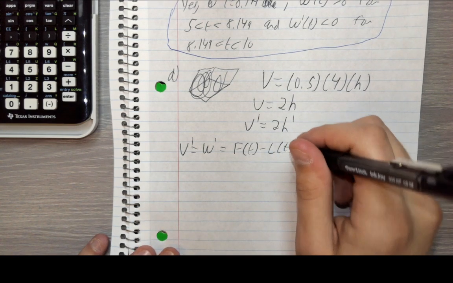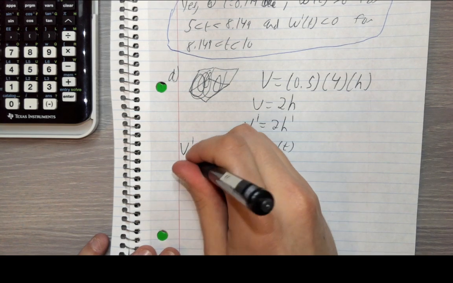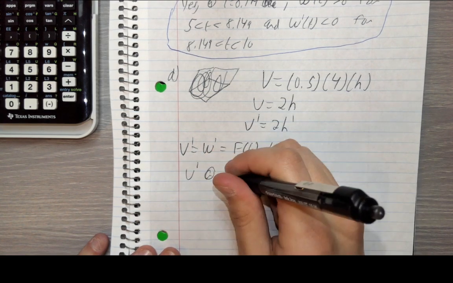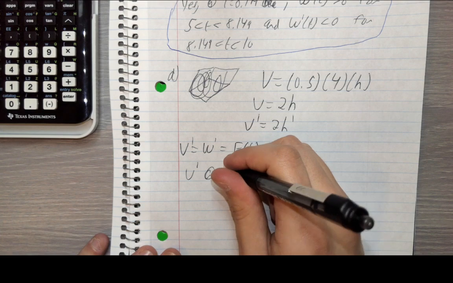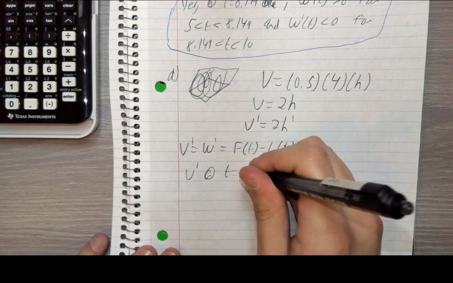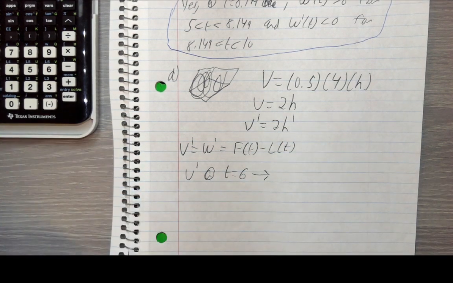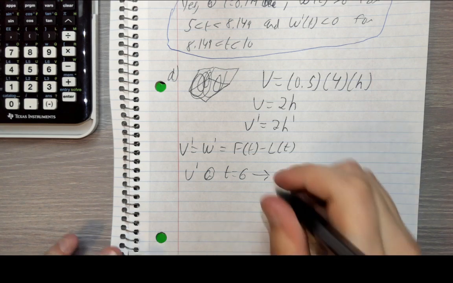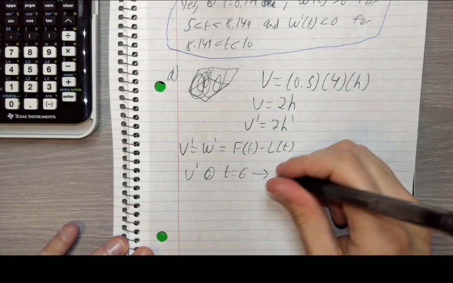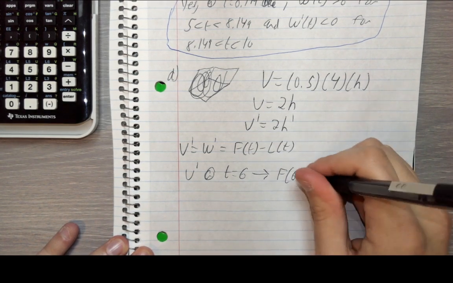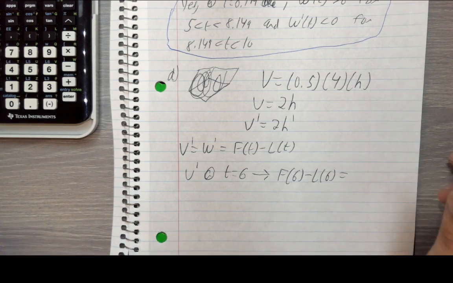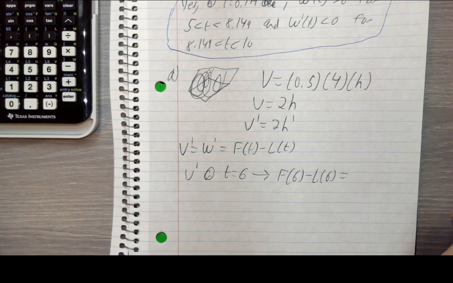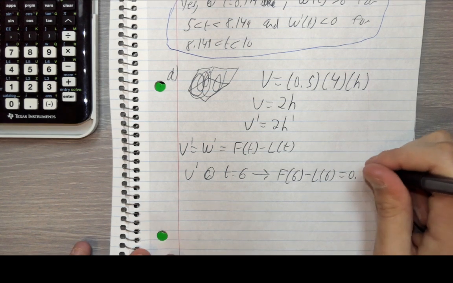If I want to find V prime at t equals 6, because the question asks what is the depth of the water at time t equals 6, we want to find V prime at t equals 6. We're going to take F of 6 minus L of 6. You guys could do that in your calculators. Just go back to the equations, plug in 6, and you get 0.500581.